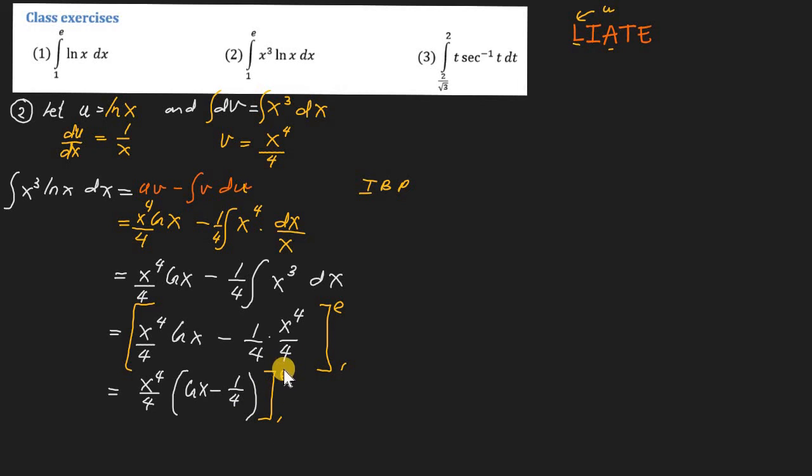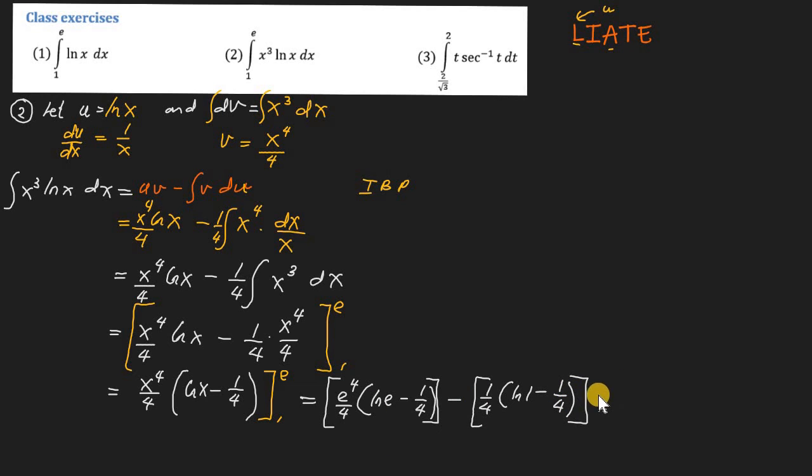Now then we are to replace the upper boundary minus the lower boundary. So let's replace first everything there in terms of the x as e minus, and then replace the x as 1. So as e, we have e power 4 on 4. It's easier this way, right? And ln e is 1. And then after that, we'll replace the x with the lower boundary, which is 1. And here we have ln 1, which is 0.